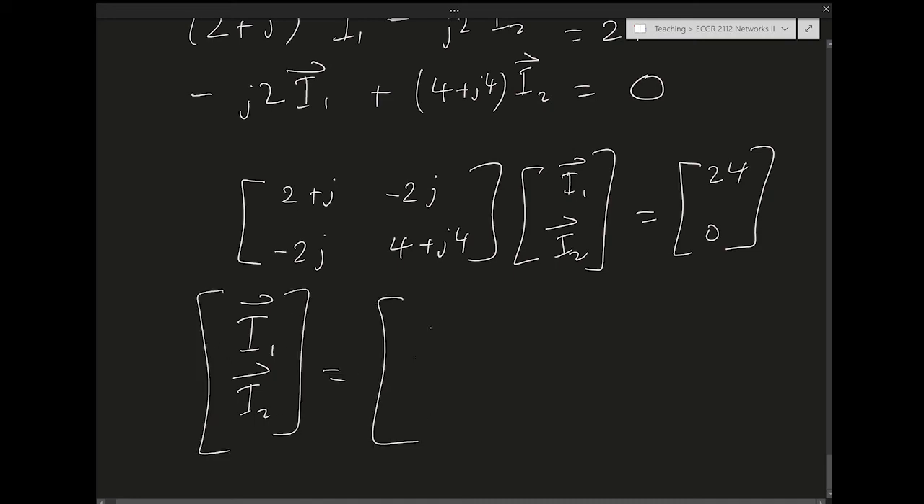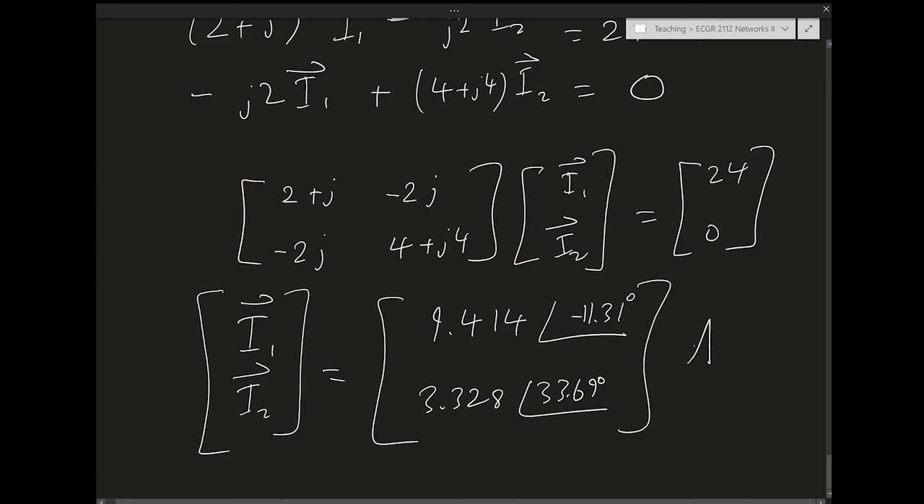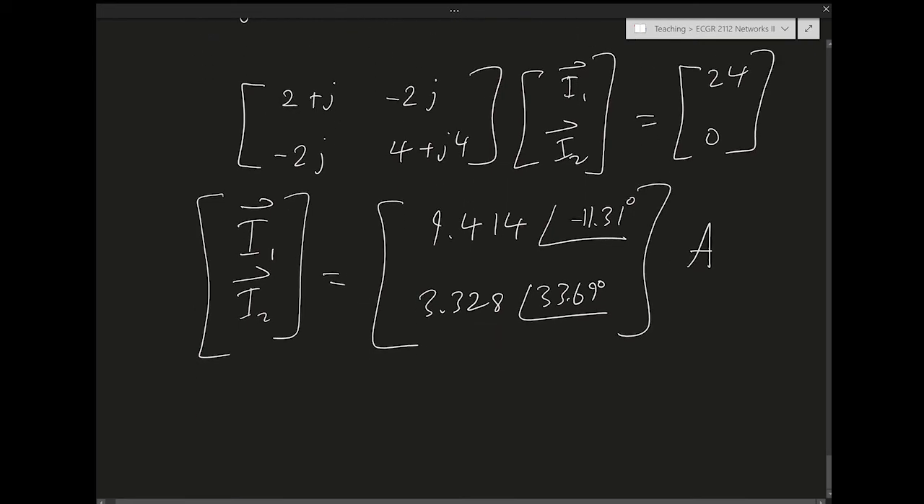And this is what I get. I get 9.414 with an angle of minus 11.31 degrees and 3.328 with an angle of 33.69 degrees amps. Okay. Now we said we want to convert this to the time domain. To convert to the time domain, you need to know what frequency the AC system is operating at. So I'm going to assume that this is a typical AC network that you would find in any utility network, right? So this will be 60 hertz.